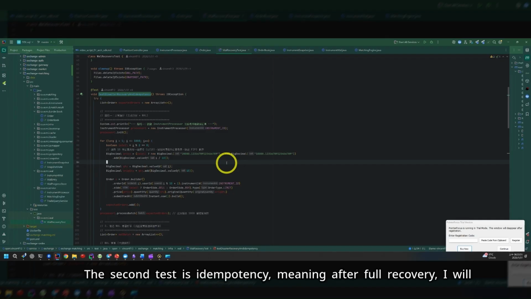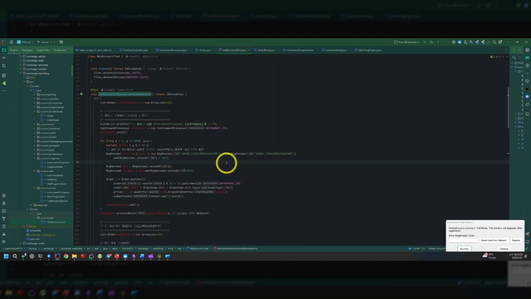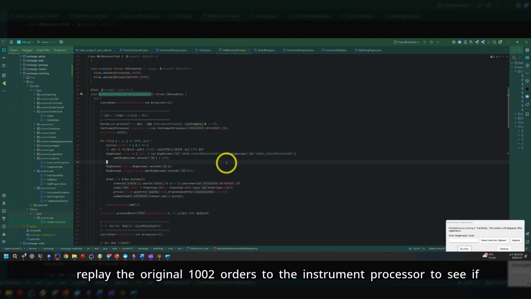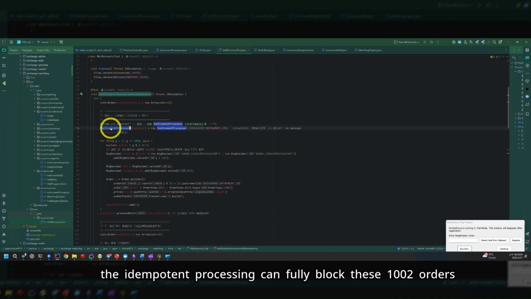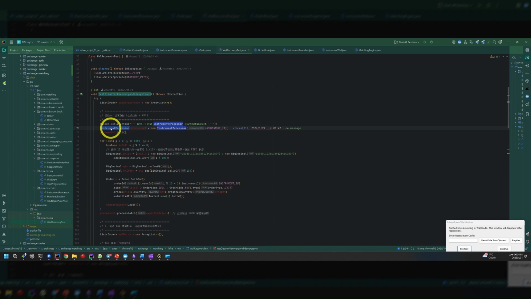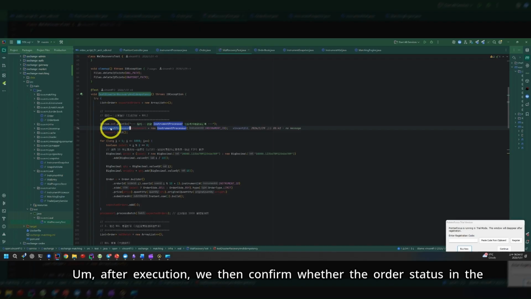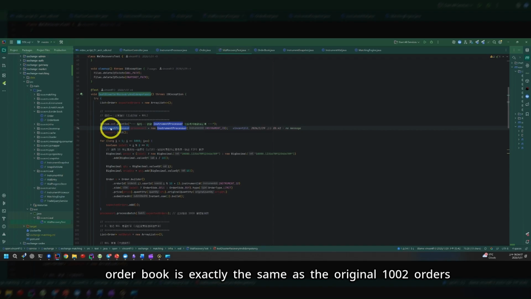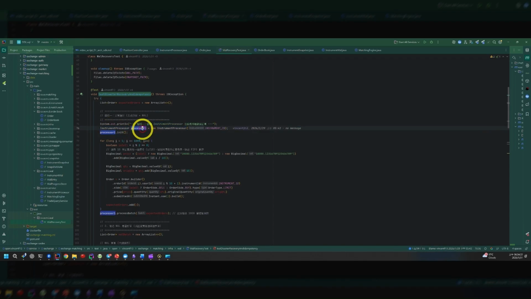The second test is idempotency, meaning after full recovery, I will again replay the original 1002 orders to the instrument processor to see if the idempotent processing can fully block these 1002 orders. No duplication, no repeated processing. After execution, we then confirm whether the order status in the order book is exactly the same as the original 1002 orders. Okay, this is the second part.